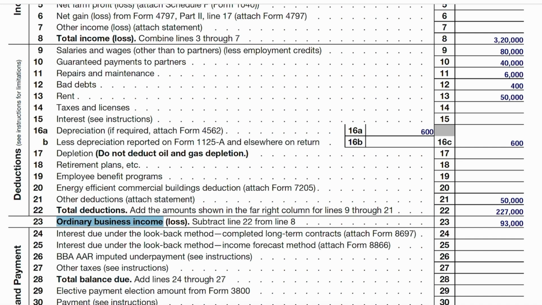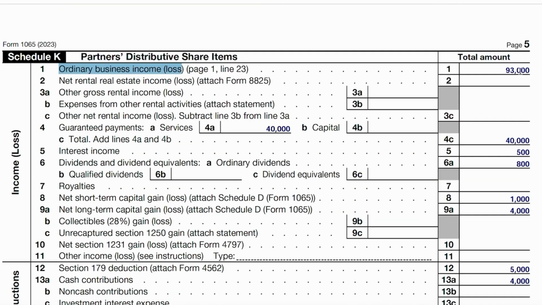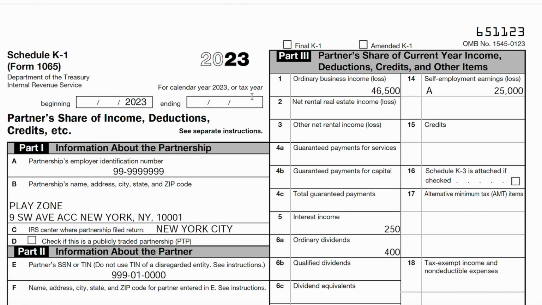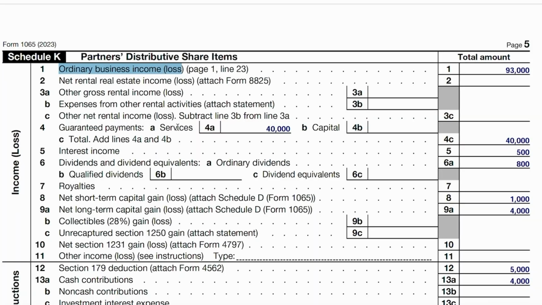So this flows on the schedule K, 93,000. This is the total of schedule K1. All the schedule K1, if you reconcile, it will sum up to line 1 of ordinary business income on schedule K. So one good thing about schedule K and schedule K1 is that the line items are the same. You can see the presentation is different, but line 1 is ordinary business income, and on schedule K, line 1 is ordinary business income.